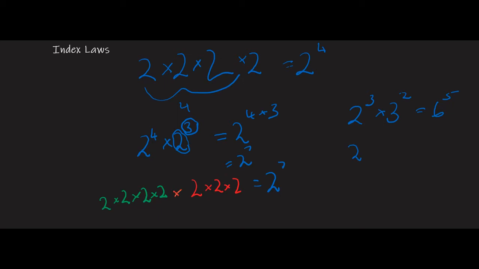So the only way we can combine bases, essentially, is if the index is the same. So if you have 2 cubed multiplied by 3 cubed, you can make that into 6 cubed. Now the reason why that works is because you have 2 times 2 times 2 times 3 times 3 times 3. And as you can see, if you pair these up, you can get 2 times 3 times 2 times 3 times 2 times 3, which is 6 times 6 times 6, which is 6 cubed.